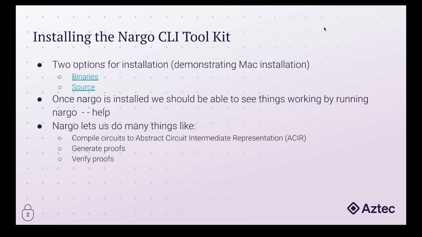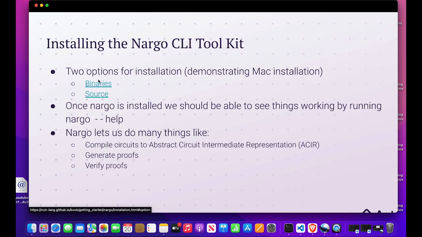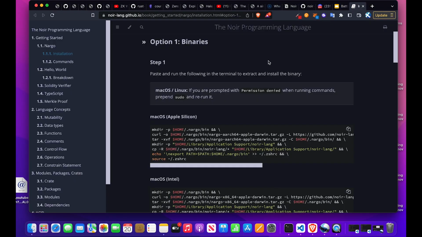But without further ado, we will go ahead and show how we can download Nargo on our local machine. So we have two different options for downloading Nargo. Number one is installing from binaries, and number two is installing from source. The source installation is soon going to be deprecated from what I hear, but you can still find it at the same site where we see the binary installation documentation. And we'll go ahead and check that out right now.